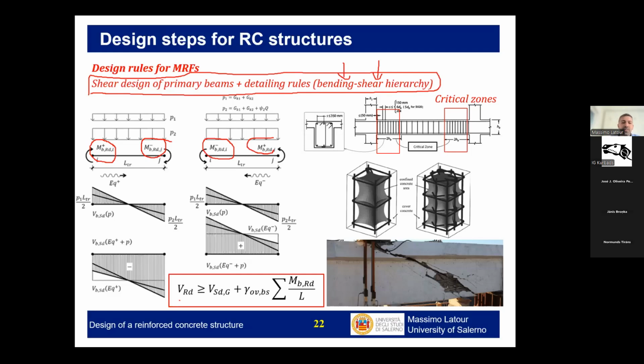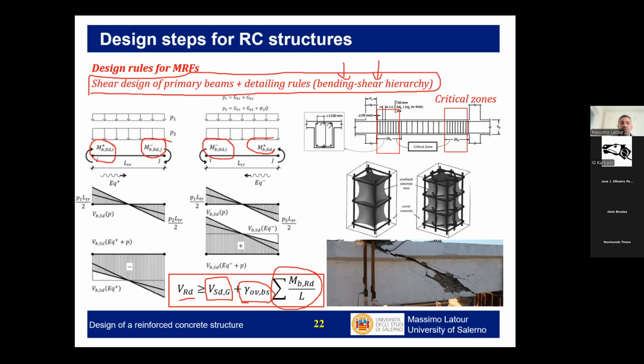So the design shear resistance will have to be at minimum equal to the shear given by the gravity loads in the design load combination plus the sum of the plastic resistances of the beams connected, so on the two ends, divided by the span, multiplied by an overstrength factor. This overstrength factor is a kind of safety factor which considers the strain hardening and randomness of the material.